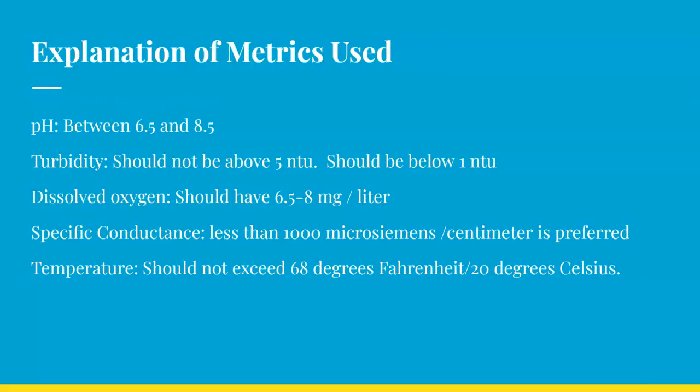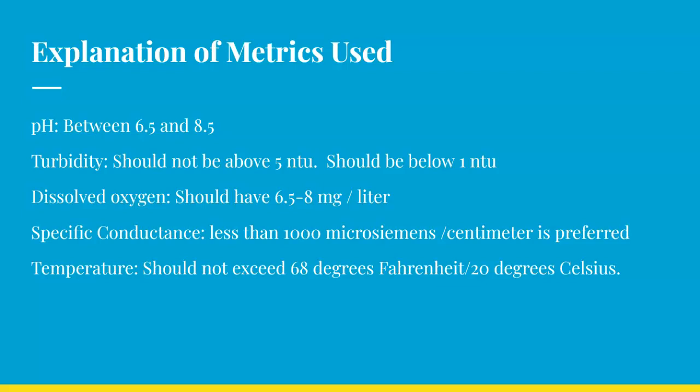The explanations of the metrics. So the pH should be between 6.5 and 8.5. Acidic water reduces oxygen levels, and it's not healthy for aquatic life or human consumption. Also, heavy metals are found in acidic water, which can lead to negative health effects for fish and human consumption.